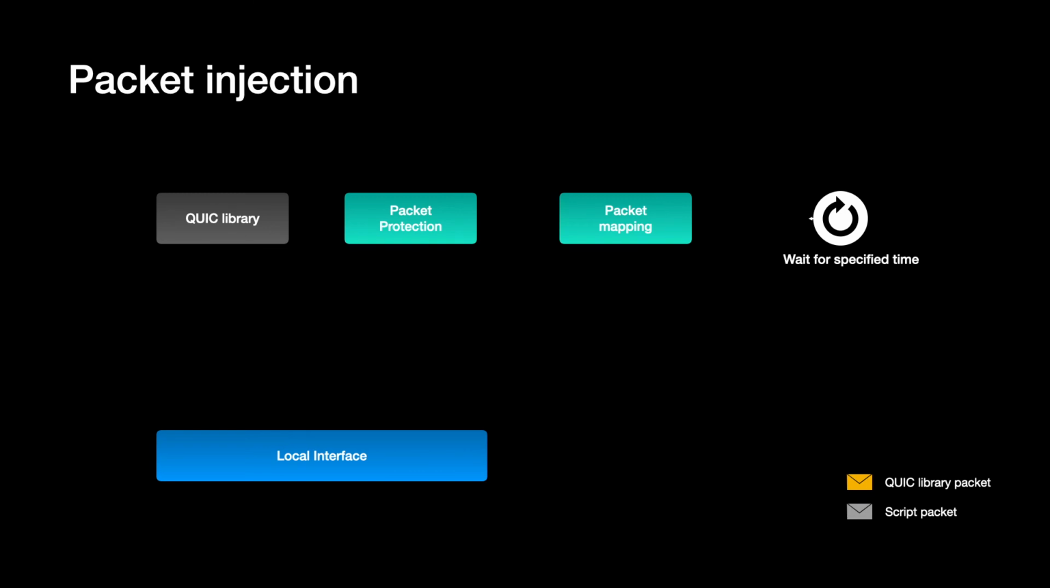When it is time, we send the script packet to the packet mapping module, which updates the DCID and SCID and sends it to the packet protection module. The packet protection module encrypts the packet using the keys for the corresponding encryption level and sends it to the QUIC library via the local interface.